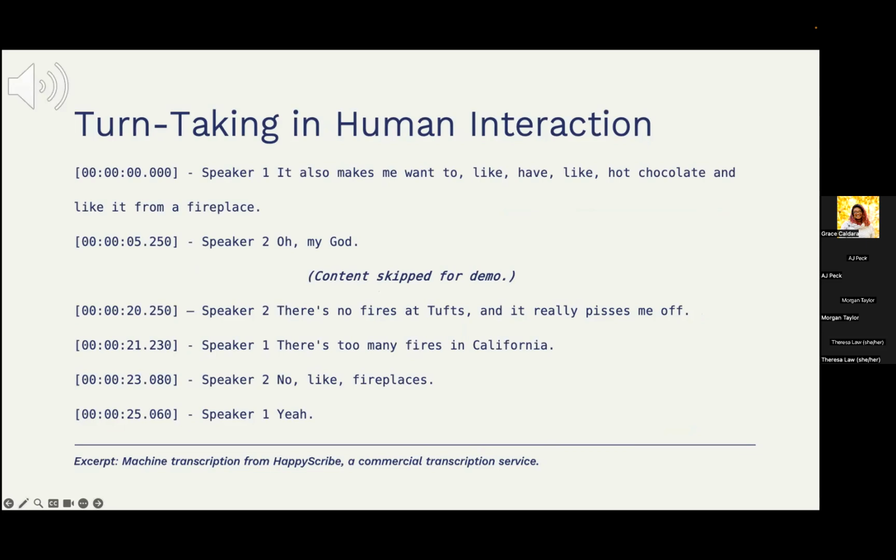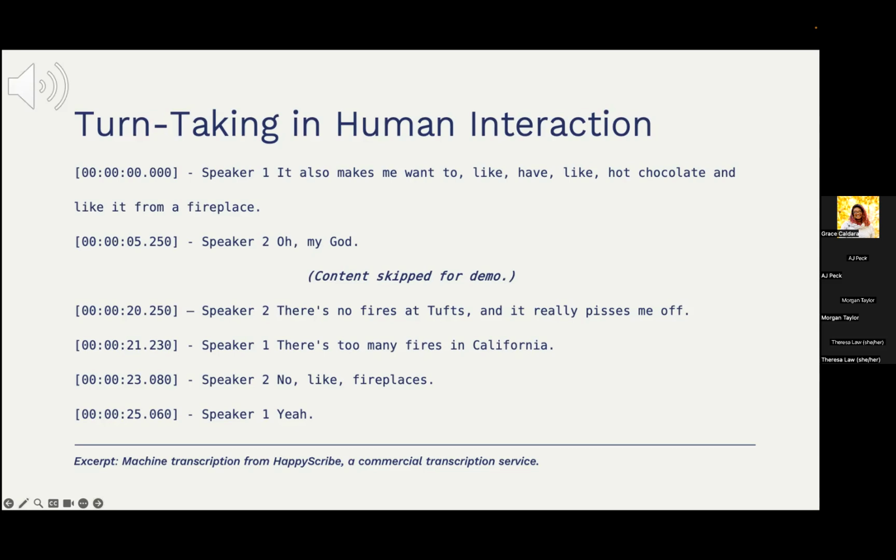It also makes me want to have hot chocolate and sit in front of a fireplace. There's no fires that are really physical off. There's too many fires in California. No, like fireplaces. Oh yeah, I haven't seen a single one.